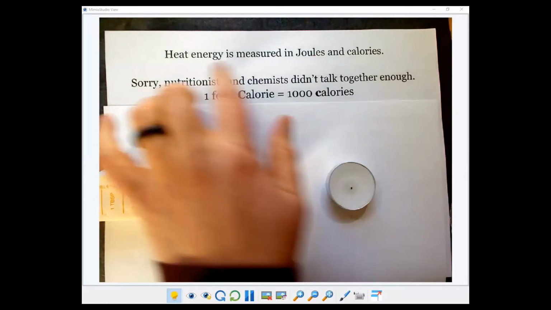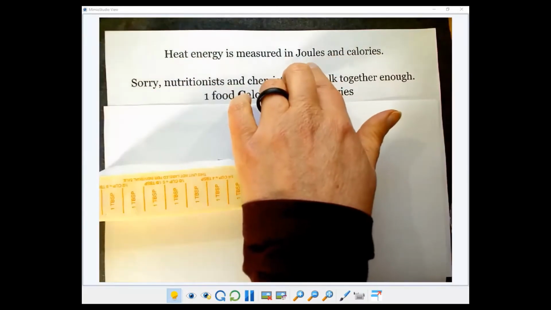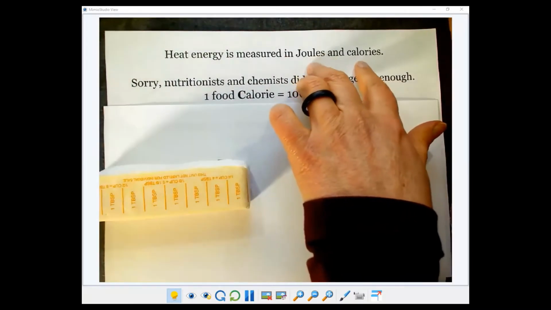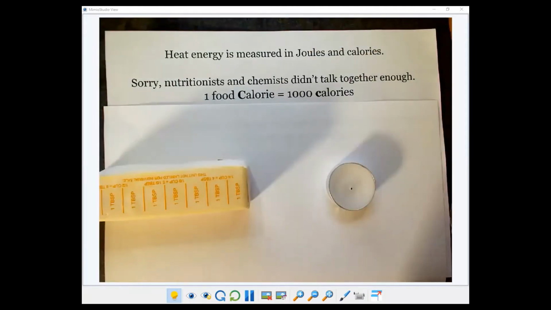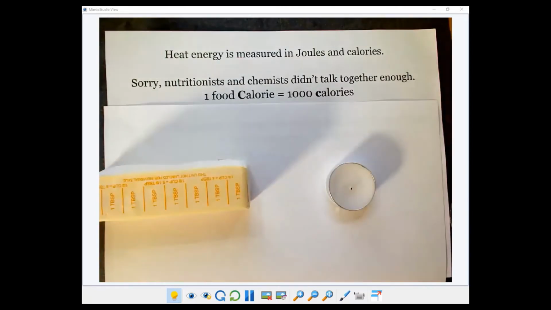Heat energy is measured in joules and calories. Joules is typically for physics and also for chemistry. We also use calories. Both of those are used in physics and chemistry. But I know it's going to be trouble, and these are things that I just hate, but sorry, nutritionists and chemists did not talk together enough in the 20th century.